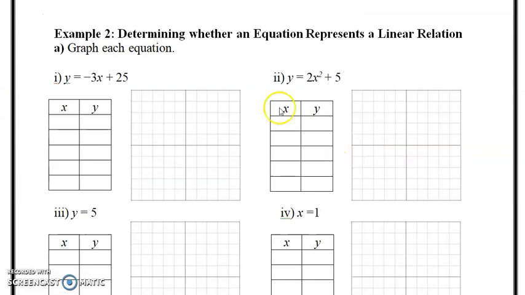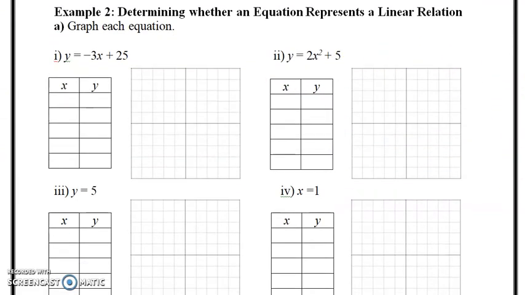Example number 2, determine whether an equation represents a linear relation. So this equation here, we have y equals negative 3x plus 25. We'll pick some x values, substitute them in, solve for the y values, and see what we obtain. You can just do this on a piece of scrap paper as you plug them in. I'll start off at negative 2. I usually like to have some negative and some positive values. Once you start to do these, you'll get the hang of this.